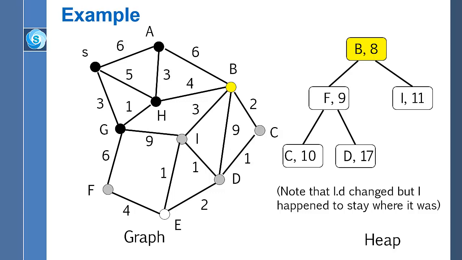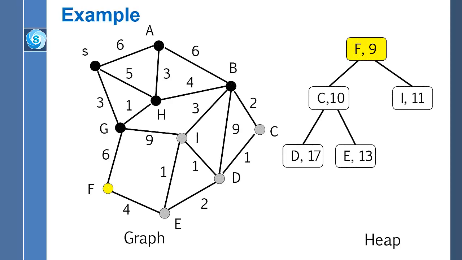And what is that path? That path would go from S to G to H to B to I. From S to G to H to B to I is a path of length 11. That's the shortest way to get from S to I that's been discovered so far. Okay, we're done visiting B, so remove B from the top of the heap. And then it's time to visit F, and I'll let you check the details on this. It's pretty much the same game.